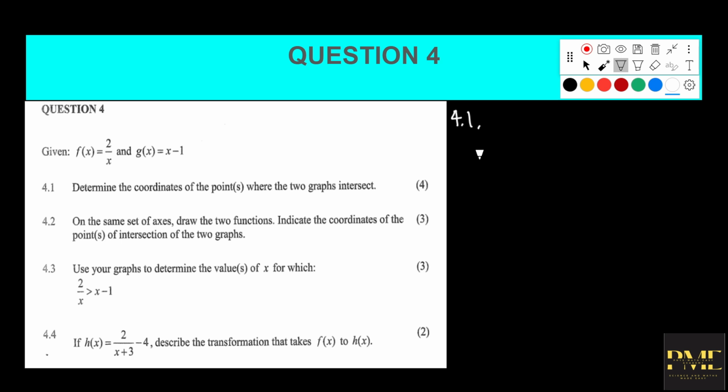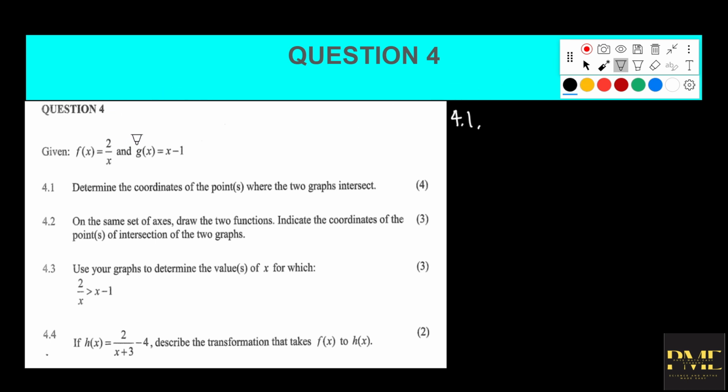Okay, so I've got to say this, guys, for me, one of the most important questions in your question paper is actually question 1. Whatever you learn in question 1, you'll always make use of it and apply it in the other questions that follow. Okay, so when it comes to a question that says determine the points of intersection of two graphs, that is where you use your simultaneous equation principles.